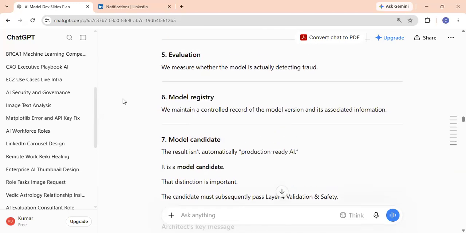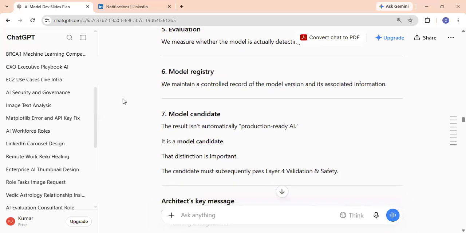Okay. Then model registry. We maintain a controlled record of the model version and its associated information. We discussed it. Feature wise, if you take a decision to test that, as data can be segregated into data sets, it is going to be registered under that particular feature model.